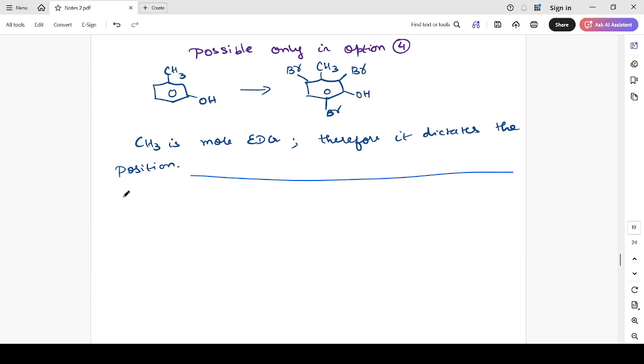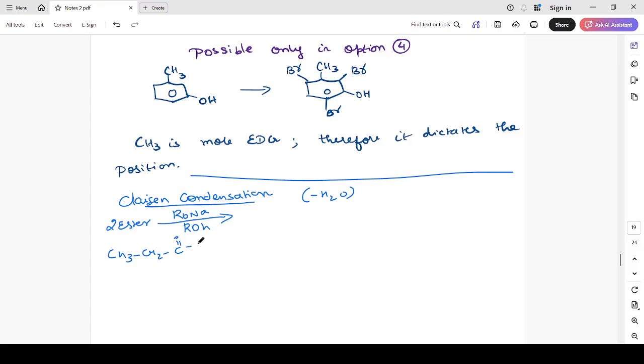Next one is Claisen condensation. The word condensation tells you that removal of water is going to happen. So basically we have 2 moles of esters here. To this I treat it with a base. Usually it would be an alkoxide along with its respective alcohol. Let me take CH3CH2COOCH3.